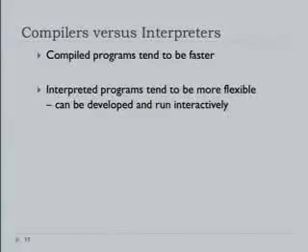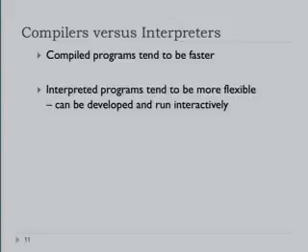So, compiled programs tend to be faster, and interpreted programs tend to be more flexible, can be developed and run interactively. The biggest argument that people will use against Python is that it's slow. Okay? Because each line has to go through an interpreter and then be executed by the hardware. Okay, any questions about this?